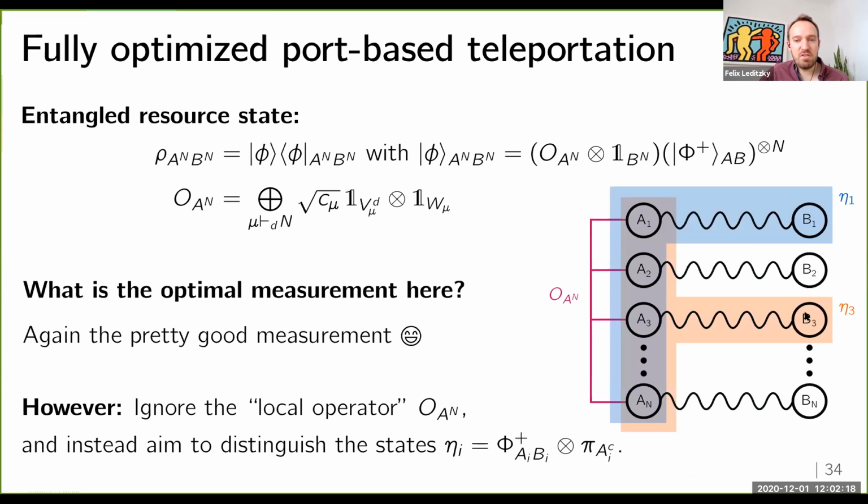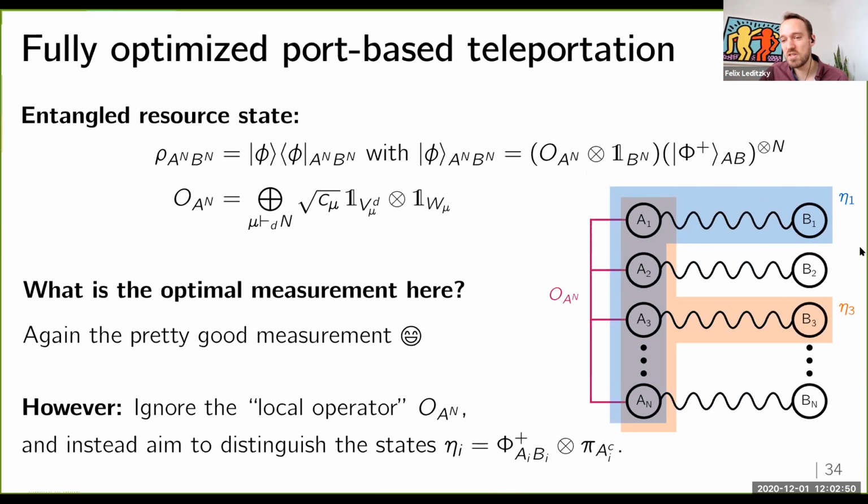And then you can again ask, okay, what is the optimal measurement here? And the result, which turns out to be very nice, is it's again a pretty good measurement. It's just not the one you think it is, because I have a different port state now, right? Because I have these O operators acting on my maximally entangled states. But it turns out that the optimal measurement is just forgetting this O thing here and just taking the very same pretty good measurement that we used before.